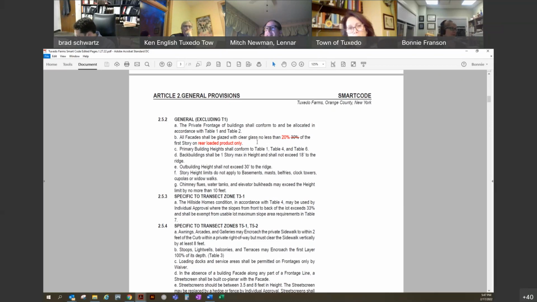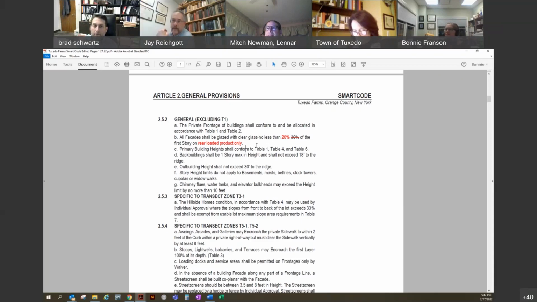I don't think that works. That's exactly the opposite. The issue is if you've got a giant garage door in the front of the house, you're not getting 20% glass there. Yes, that is exactly the bottom line. So, right, we're trying to avoid what you said, Bonnie.